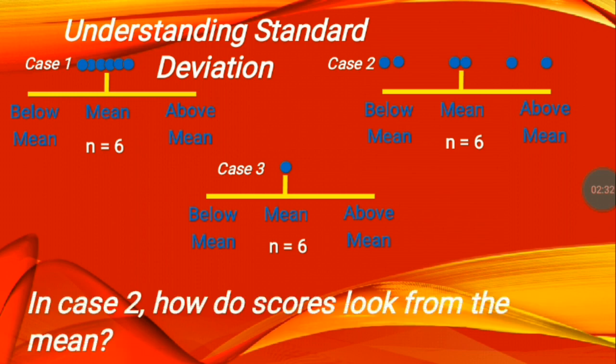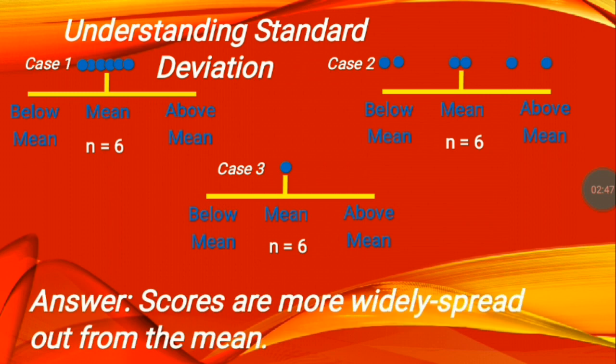Now, how about case number 2? How do scores look from the mean? Look at the 6 dots in case number 2. What would be your answer? The answer is that scores are more widely spread out from the mean. As you can see, there are 2 scores that are below the mean and 2 scores that are above the mean.